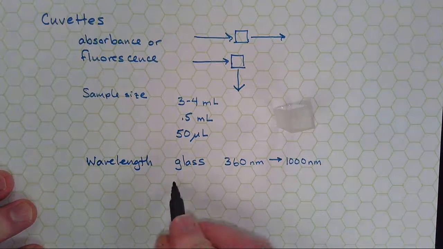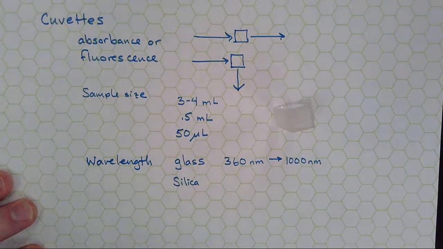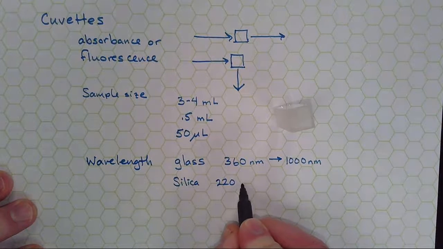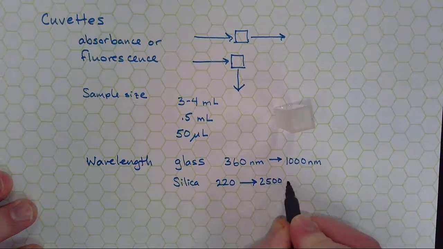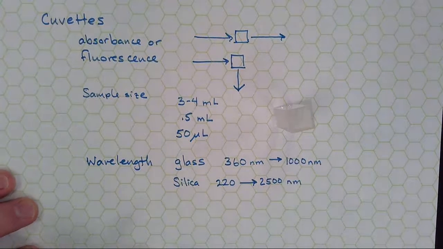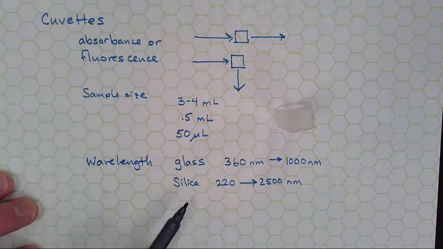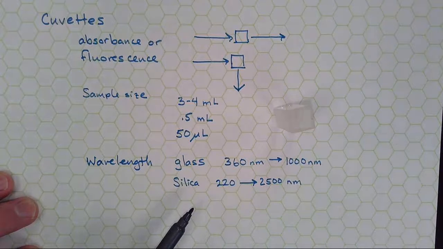Then you can also have silica or quartz, and that does better in the UV. That goes from 220, it's actually a much broader window, up to 2,500 nanometers. If you're doing any UV work, then you want to be really careful about what glass you have. If you're interested in the visible range, like if your solution is colored, then just about any cuvette will work.